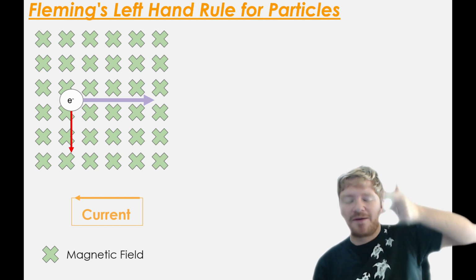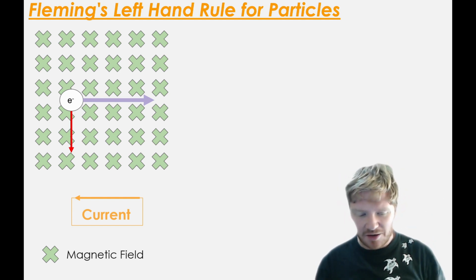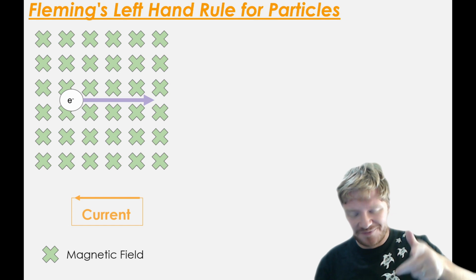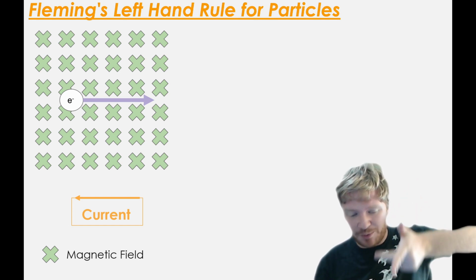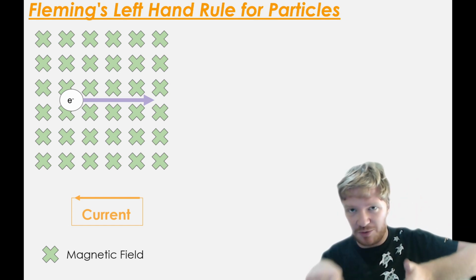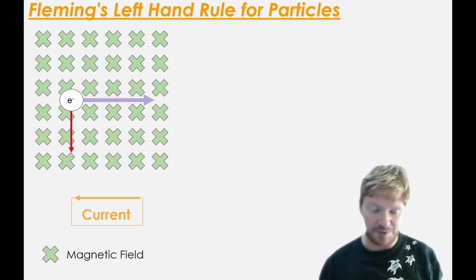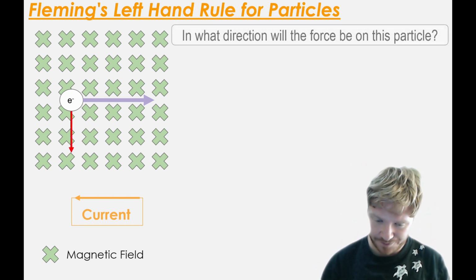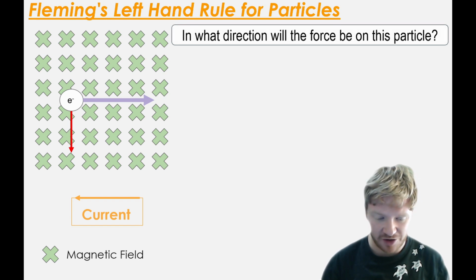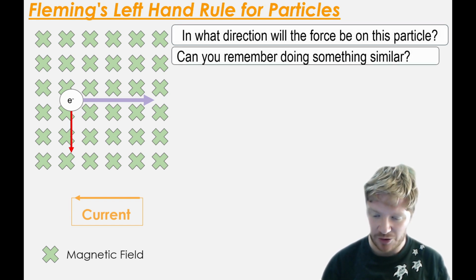Oh yeah, sorry, did I say it was going into the page? Suddenly really panicked myself. So first finger is going to be pointing down into the screen. Sorry, the crosses mean going into the screen. The second finger, current, goes that way. So the force is going to be acting downwards. So the direction of the force on the particle is down.